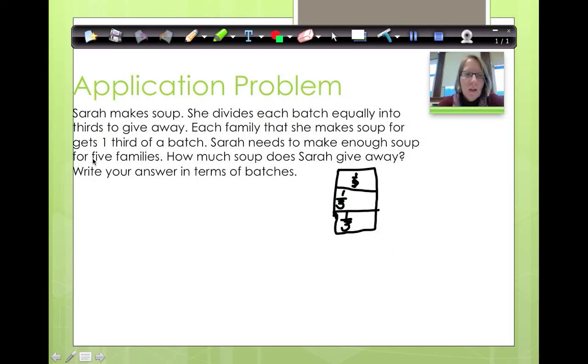She's giving it away to 5 families. Well, that's only enough for 3 families. So let's make some more soup. Make another pot. We divide the pot into thirds. Now, we need 5. I have 1, 2, 3. So here we go. Each one of these is a third. Each one of these is a third.